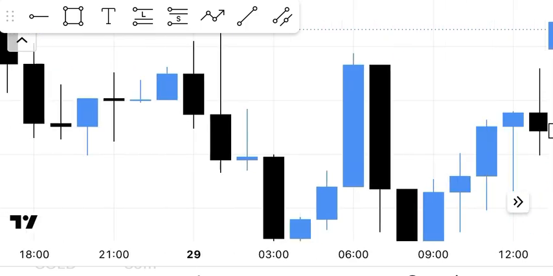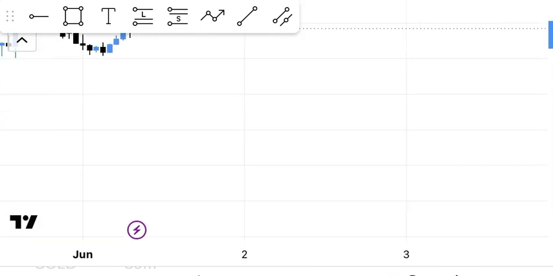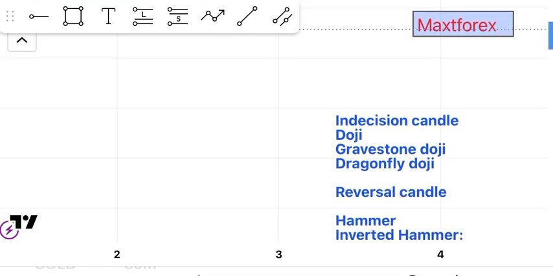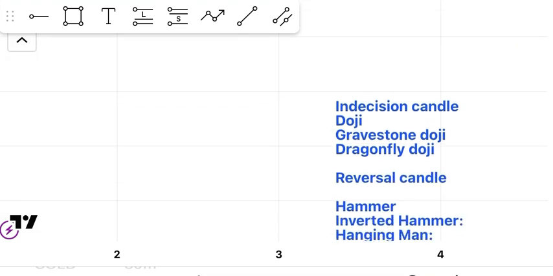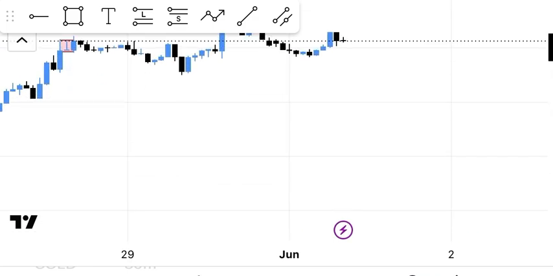Let's talk about another candlestick, which is the dragonfly. Before we talk on the dragonfly, let's spot it out. Then when we spot it out, I will explain how the dragonfly works and what it represents in the market.